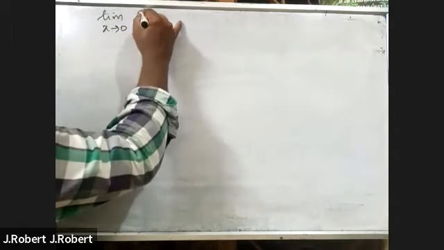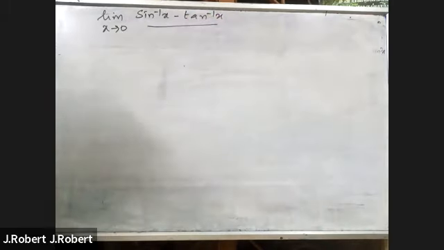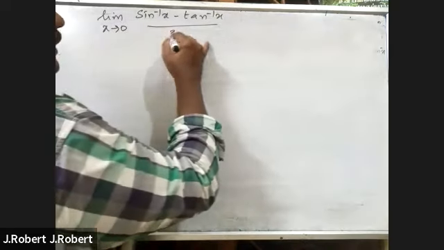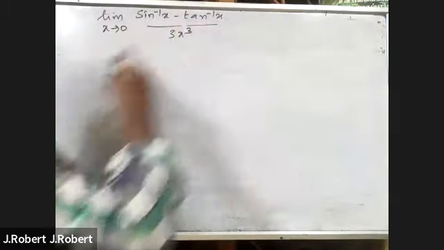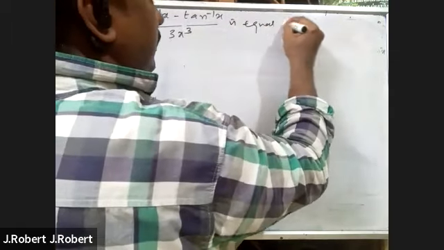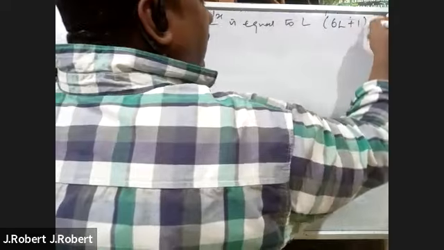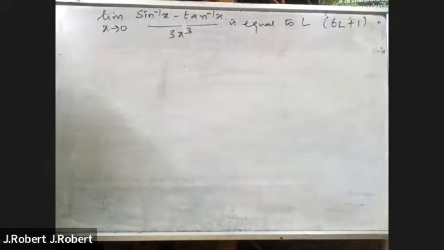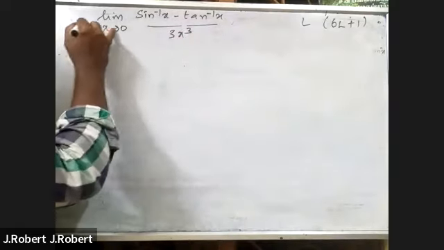Limit x tends to 0 of sin inverse of x minus tan inverse of x divided by 3x cube is equal to L. Then the value of 6L plus 1 is equal to? They have given it as L. This is equal to L.